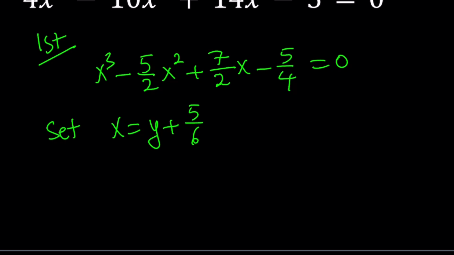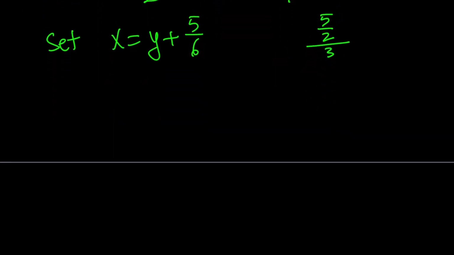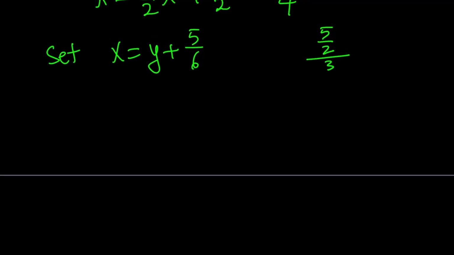Now where do I get that from? You take the coefficient of x squared and you negate it and divide it by 3. The reason why you divide by 3 is because this is cubic, so you have to divide it by the degree. Make sense? The opposite of negative 5 halves divided by 3 plus another variable is going to give you what to substitute. And when you set x equal to that, the quadratic term disappears.